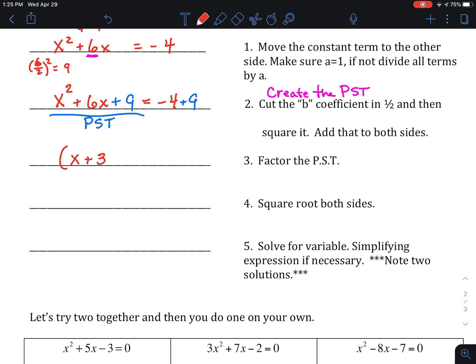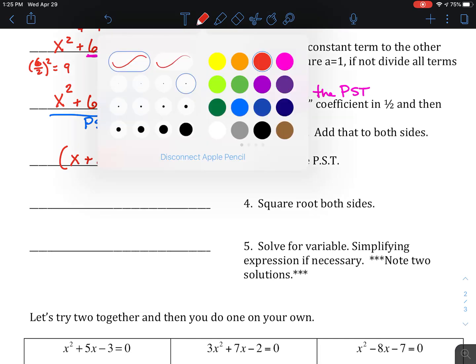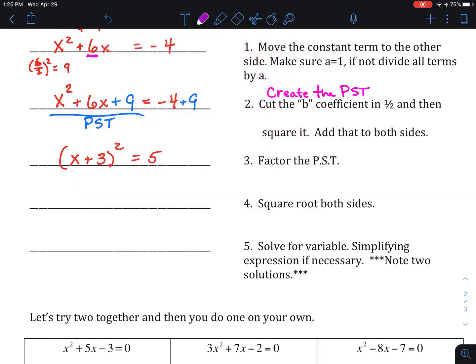Well, we get (x + 3)² = -4 + 9, which is 5. So this is what it looks like. And we're going to take a little side trip for a second, a trip down memory lane.